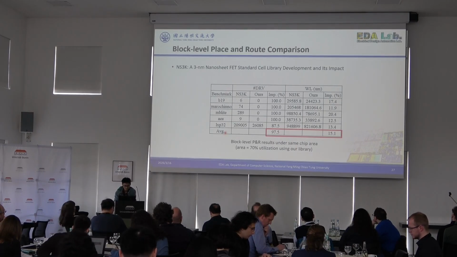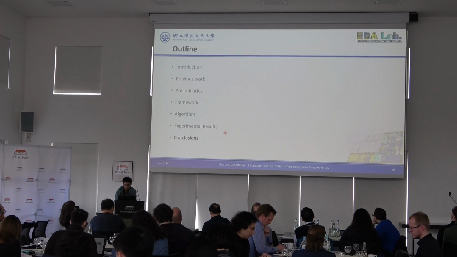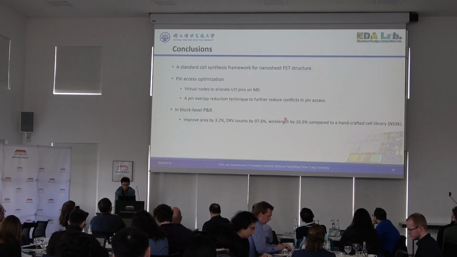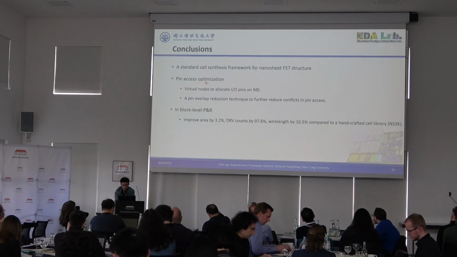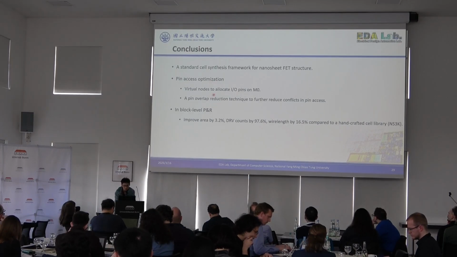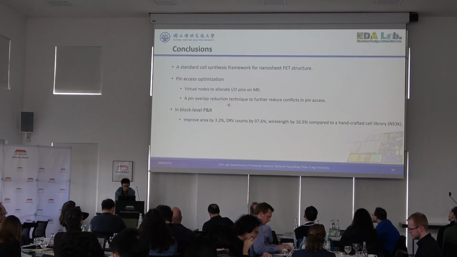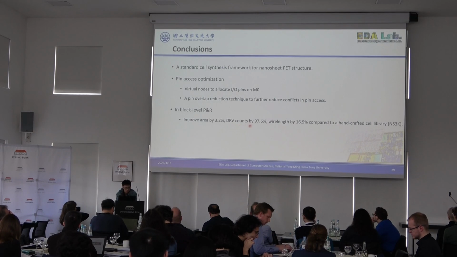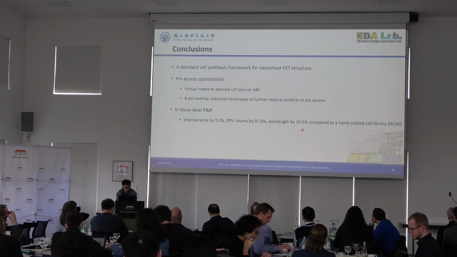Then conclusions. This is a standard cell synthesis framework for nanosheet structure. We optimize pin accessibility by using two approaches: virtual nodes to allocate I/O pins on the M0 layer, and a pin overlap reduction technique to further reduce conflicts in pin access. In block level PNR, we improve area by 3.2%, design rule violation counts by 97.6%, and wire length by 16.5% compared to a handcrafted cell library.